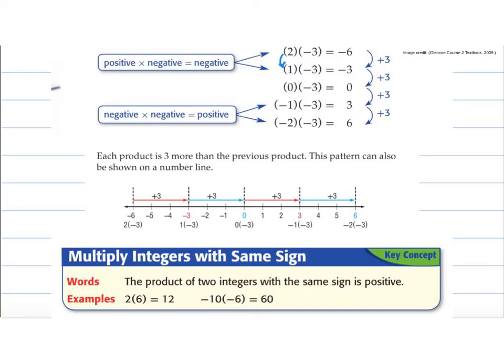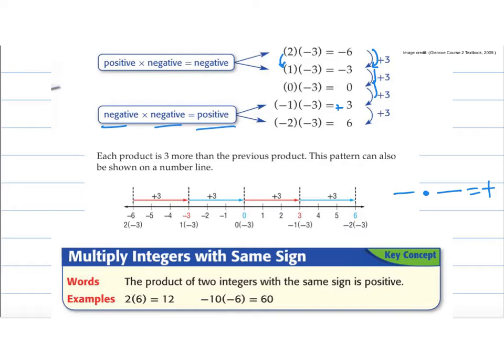If you notice over here, each of these, we are adding 3 each time. So 0 plus 3 would be 3. That means a negative 1 times negative 3 is a positive 3, and a negative 2 times a negative 3 is a 6. Therefore, a negative times a negative equals a positive. Anytime you have a negative number times a negative number, your answer will be positive. They show it here on the number line as well.